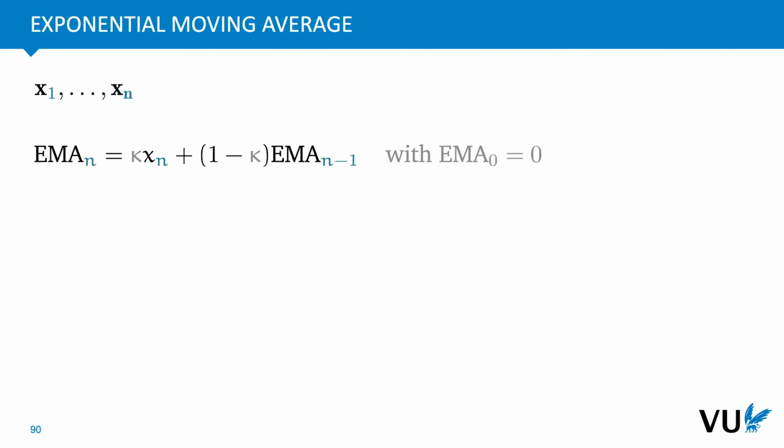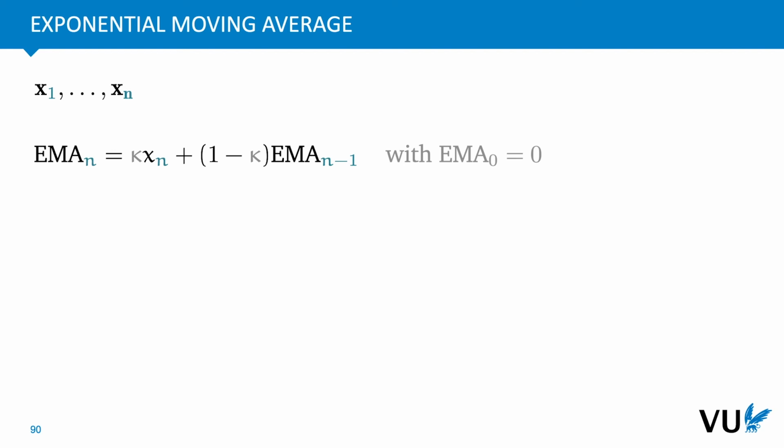We have a parameter kappa, and the current exponential moving average is kappa times the current value that we're observing now, plus 1 minus kappa times the previous exponential moving average. So this is a linear interpolation between the value we are currently observing and the previous value of the exponential moving average. This is a recursive definition.